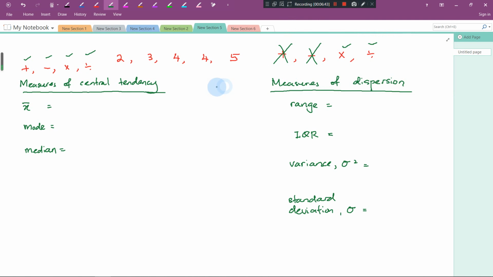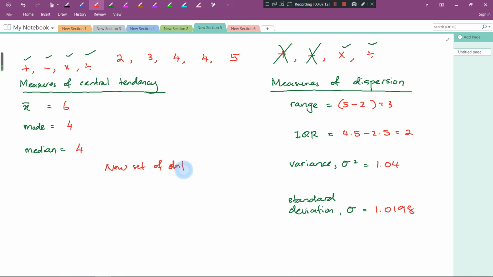So later on, you can try to use a formula to help you calculate. Okay, so I have copied down all the information that we need. How about now we try adding 1 to every single data value? So, the new set of data, this is for plus 1.